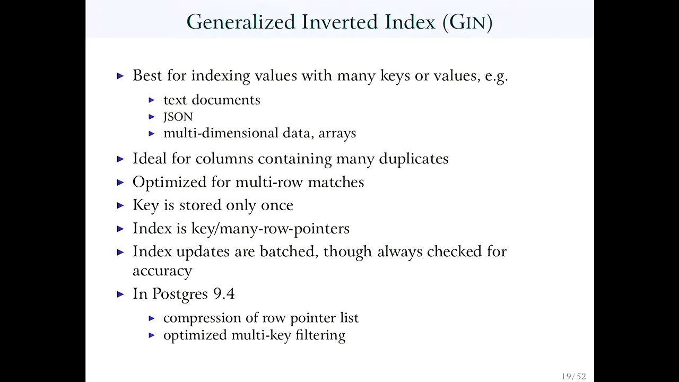In fact, as recently as 9.4, Alexander added very powerful compression to the GIN row pointer list. You can imagine for a word like "me" or "thank you" there may be thousands of row pointers, and in 9.4 he added a compression algorithm across those and optimized it for multi-key filtering. I'm not going to go into it; I did understand it at one point. But this is really high-powered stuff, which takes Postgres, I think, in a really amazing direction for these multi-valued and non-relational storages.